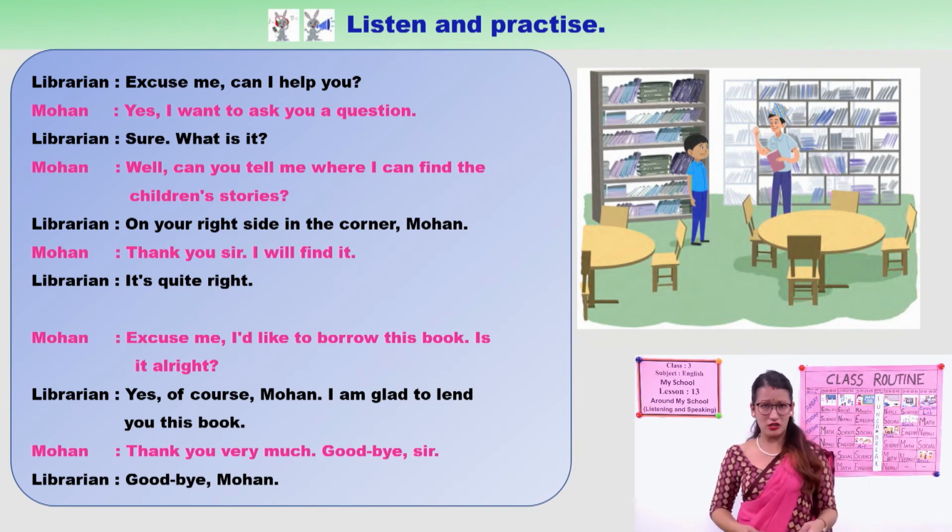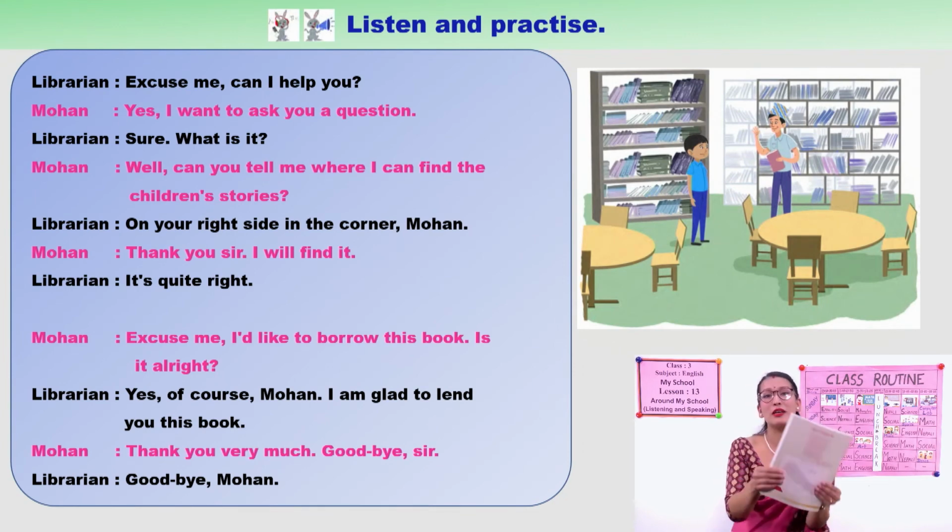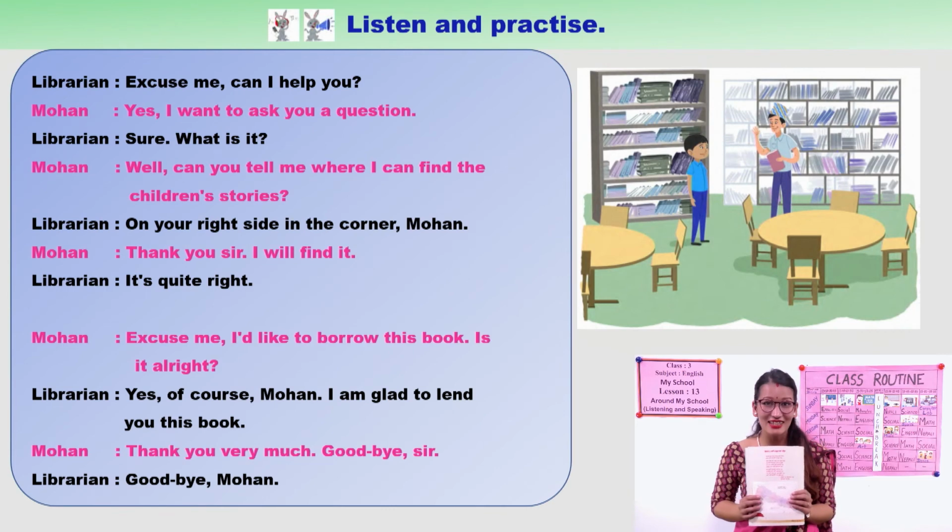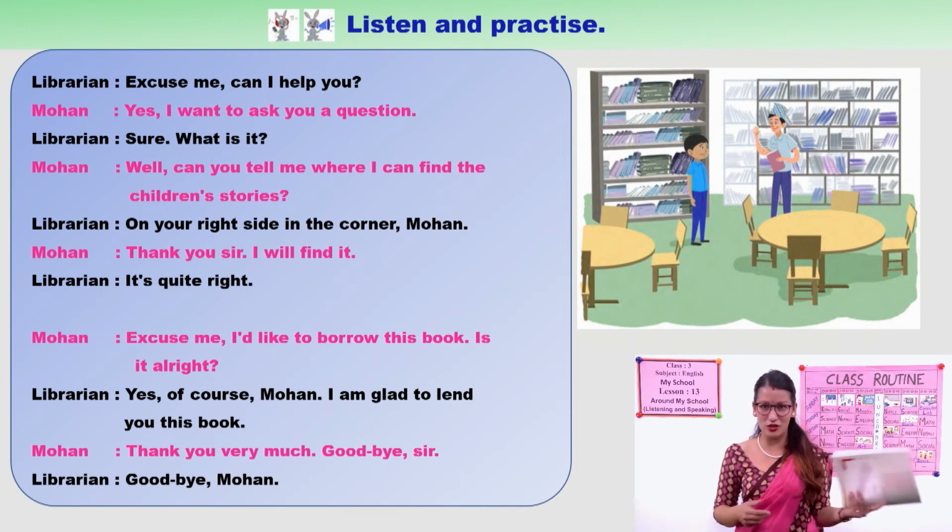Librarian says, yes, of course, Mohan. I'm glad to lend you this book. मलाई एकदम खुसी लागेको छ कि मैले तिमीलाई यो बुक सापटी दिदैछु. Yes, I am glad. Glad means happy. I'm glad to lend you this book. Sapati दिन खुसी. Lend means sapati. Yes? Okay. Yes, of course, Mohan. I am glad to lend you this book. And Mohan takes the book. Thank you very much. Goodbye, sir. And the librarian says, goodbye, Mohan. Wow, what a fun conversation, yes?